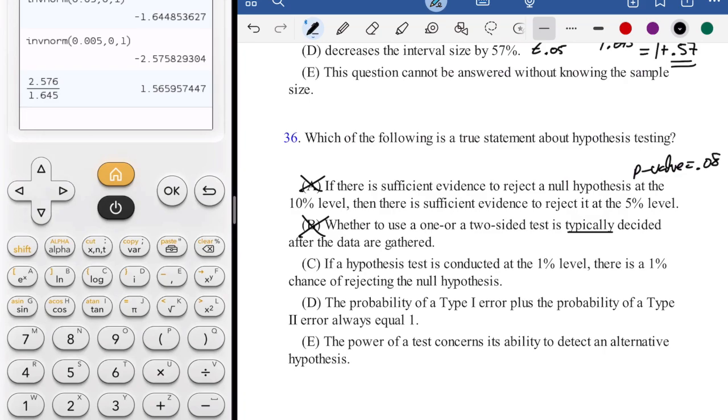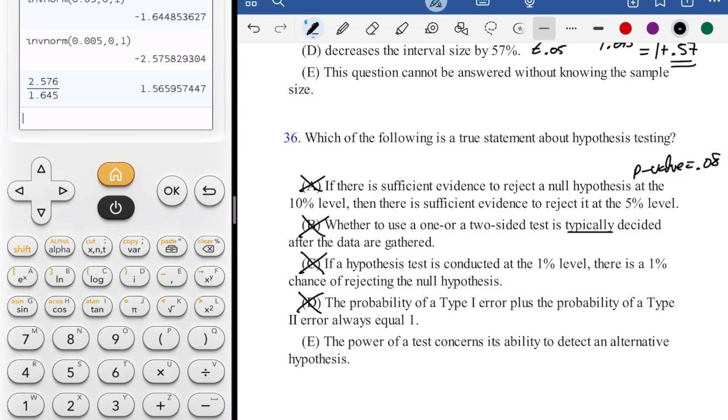Hypothesis tests you conducted at the 1% level, there's a 1% chance of rejecting the null hypothesis. All right, so that is not a true statement. The probability of a type 1 and type 2 error always equal 1? No, because it doesn't take into account all possible outcomes. When we're talking about the different types of errors, you're mistakenly rejecting the null, mistakenly rejecting the alternative, but you could also correctly accept the null and correctly accept the alternative. Those are still probability values that would be accounted for.